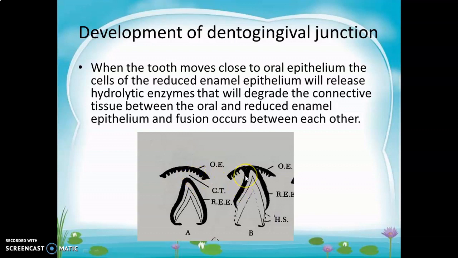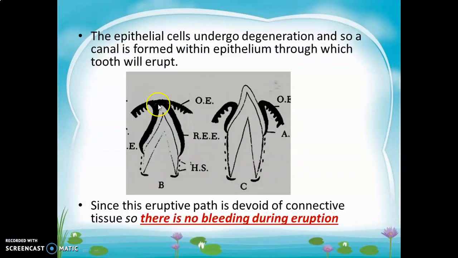As you can see, during eruption, the reduced enamel epithelium joins with the oral epithelium, and this fusion marks the beginning of development of the dentogingival junction. The epithelial cells in the center undergo degeneration and the tooth erupts or emerges into the oral cavity.